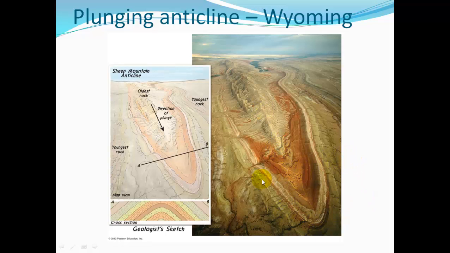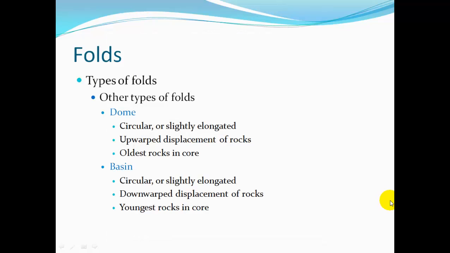If we did a cross section here and looked at what the rock looked like along this line, it would look like an anticline. The top is being eroded off, showing older rocks in the middle and younger rocks towards the outside. Other types of folds.